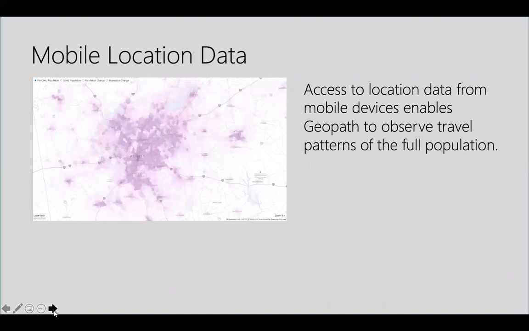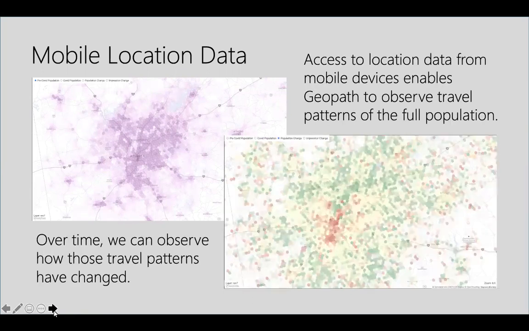Now, Geopath doesn't get its data from the Federal Highway Administration. We're actually leveraging mobile location data. And so we're able to derive similar statistics from that mobile location data to understand the travel patterns of the full population. And when we look at those patterns over time, we can see how things have changed.